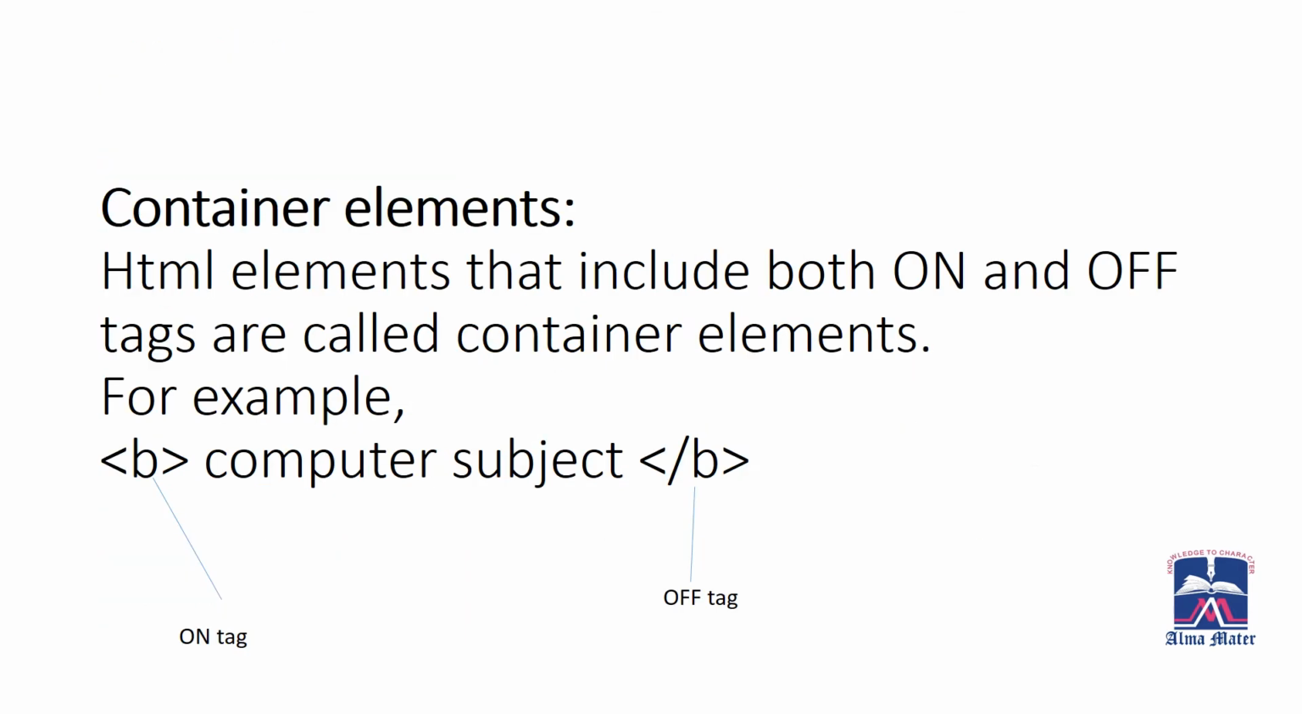Container elements. HTML elements that include both on and off tags are called container elements. For example, the simple b that you see here is an on tag. Computer subject will appear bold when you get the output, and in the end we put /b, which is the off tag.